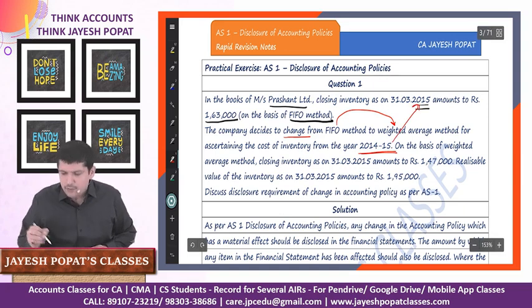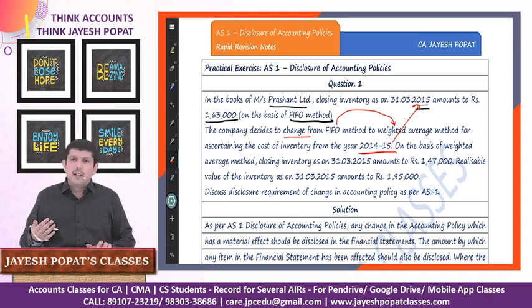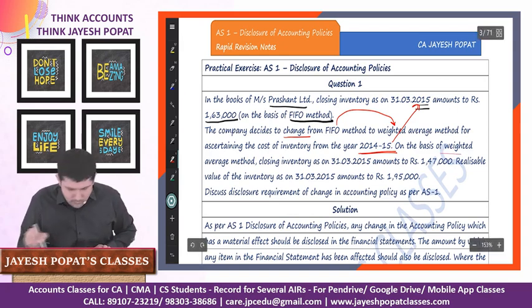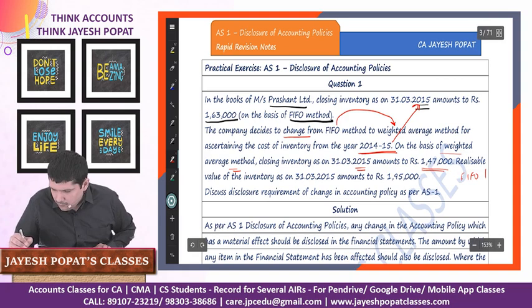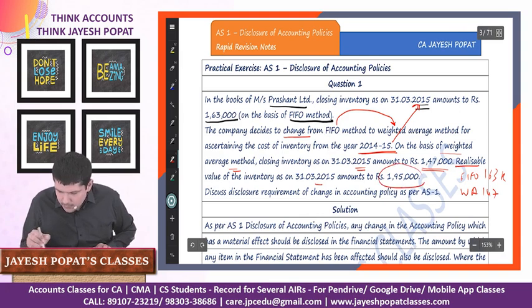So we have the number for 14-15. For the current year end, they want to change its method of valuing inventory from FIFO to weighted average. On the basis of weighted average method, the closing inventory as of 31st March 15 amounts to 1,47,000. So if we are following, let's say FIFO, it is 163k, and if we are following weighted average, it becomes 147k. Realizable value of the inventory on this date is 195.